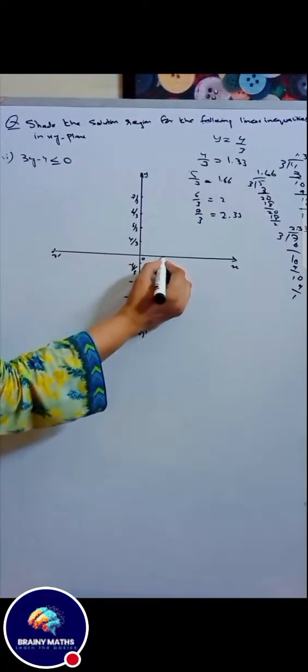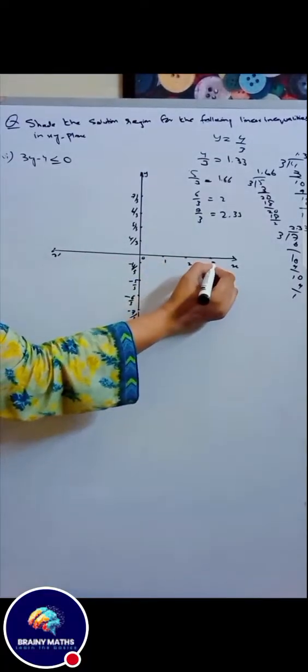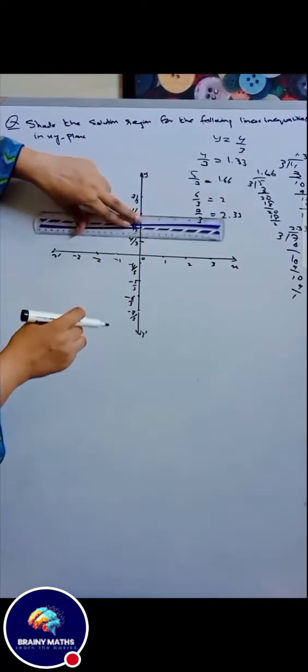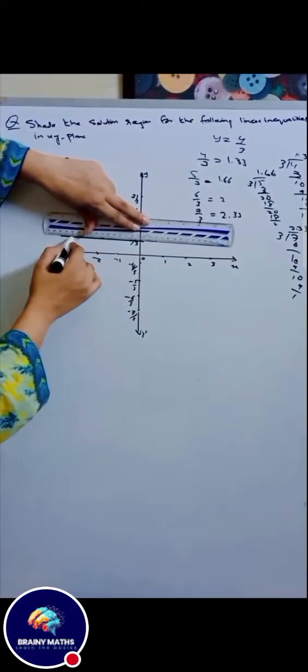You can write here 1, 2, 3. I don't need these values. So minus 1, minus 2, minus 3. Now next, take the graph. y equals 4 by 3. So what is 4 by 3? It must be here, the 4 by 3. We don't have x, so just make it like that: a straight line parallel to the x-axis.